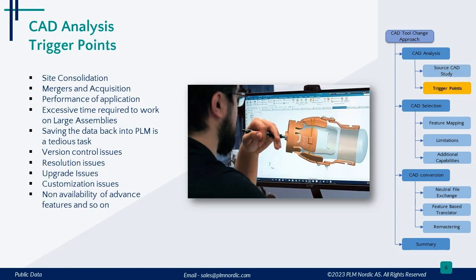Coming to the next slide where we are going to see trigger points for CAD analysis. CAD software offers lots of functionality, but there are always few areas where CAD team face some or the other issues. Such pain points in most of the cases trigger the need for CAD tool change. Take for example, many companies do site consolidation to implement single CAD software as they can attract more discount as number of licenses increased. Also, in case of merger and acquisition, organizations preferred to have single CAD software to attract more discount. Other CAD-specific trigger points are: performance of application is low.